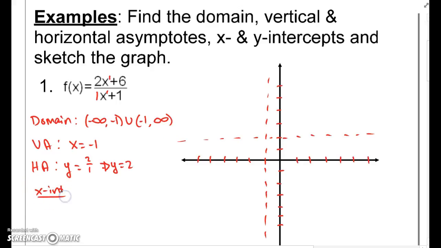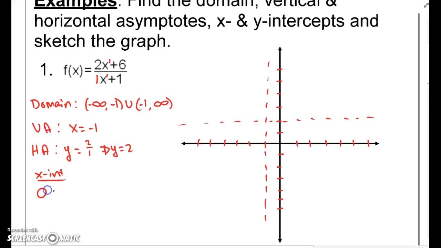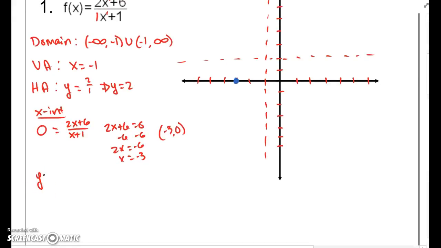Okay. Next thing, we'll find some x-intercepts. X-intercepts means y is 0, and I know my numerator will have to be 0. Which will give me an x-intercept of -3, 0. Okay, so y-intercept, I would plug in 0 for x, which is just going to give me 6/1, which is 6, meaning I have a y-intercept at 0, 6.